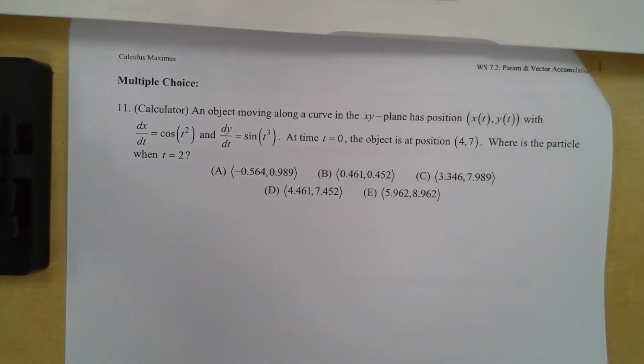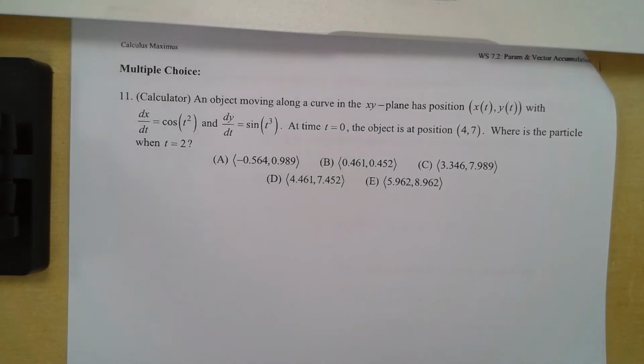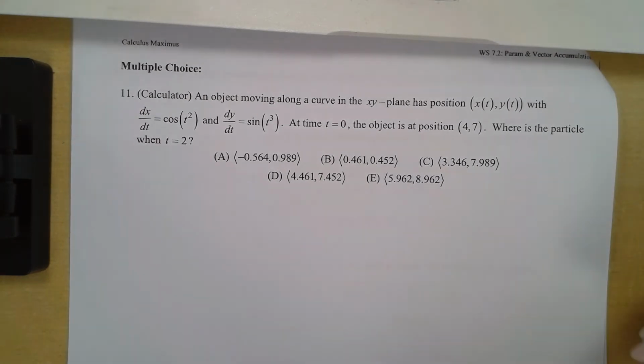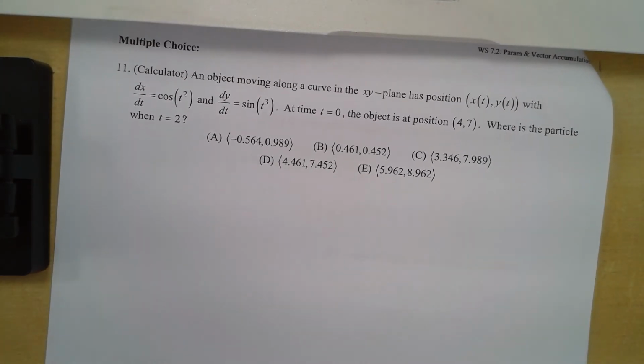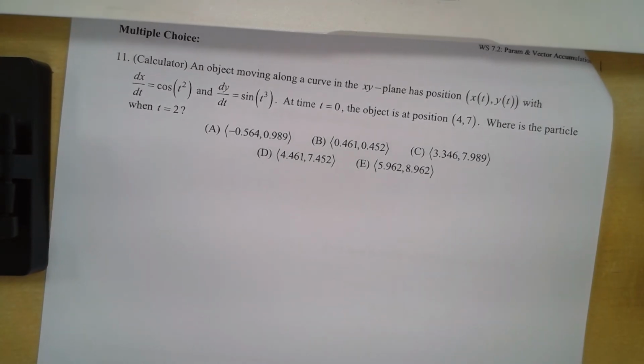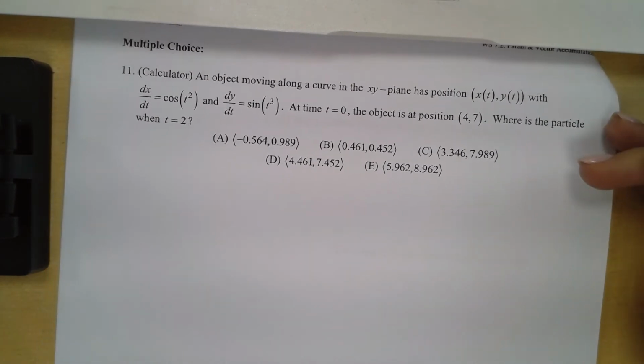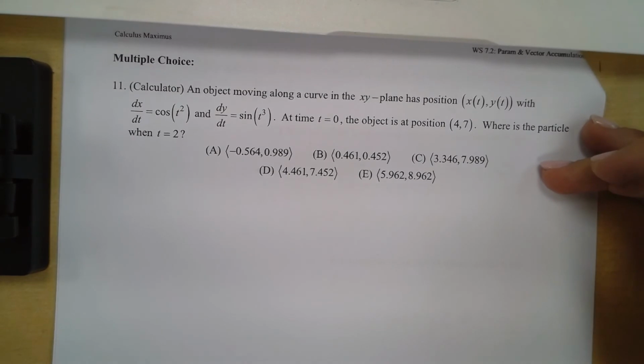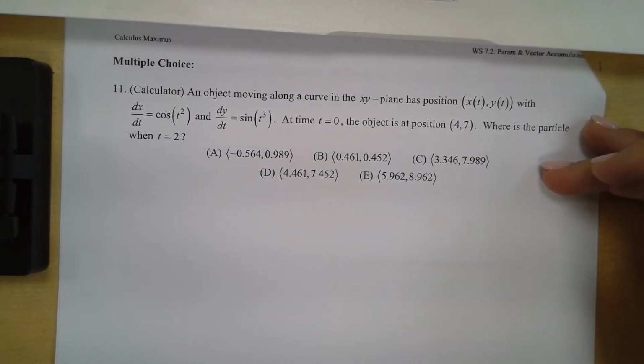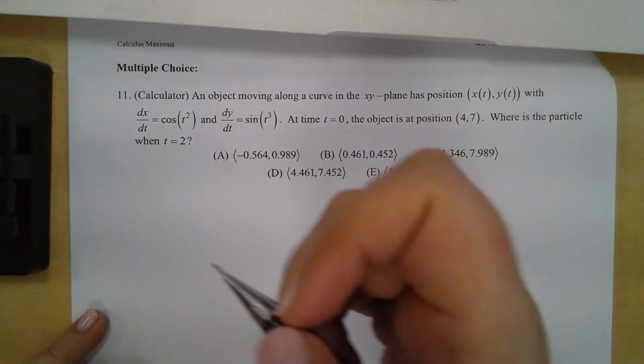An object moving along a curve in the xy plane has position x of t, y of t, with dx equal to cosine of t squared and dy equal to sine of t cubed. At time t equals 0, the object is at position (4, 7). Where's the particle when t equals 2? Well, this is really similar to what we just did.